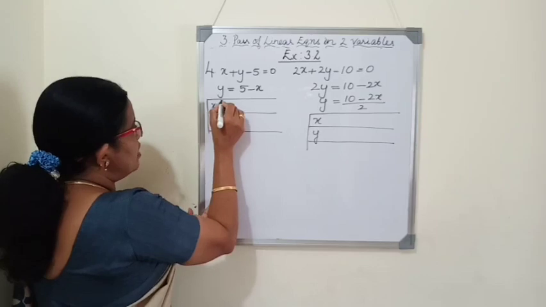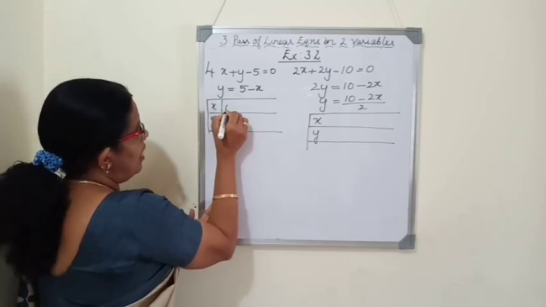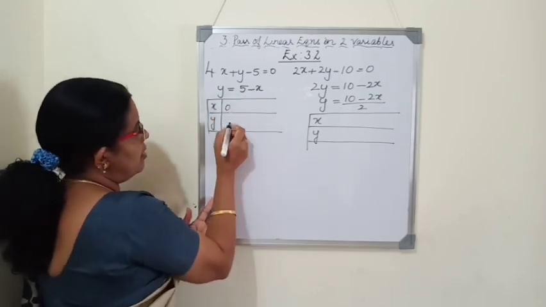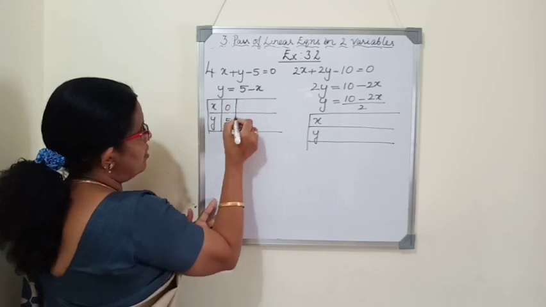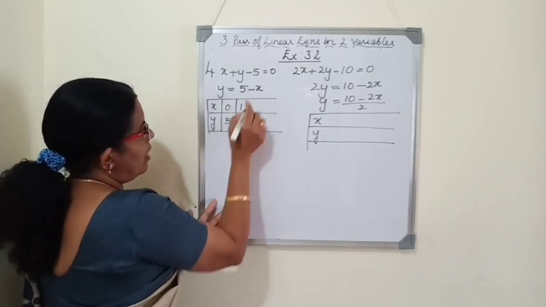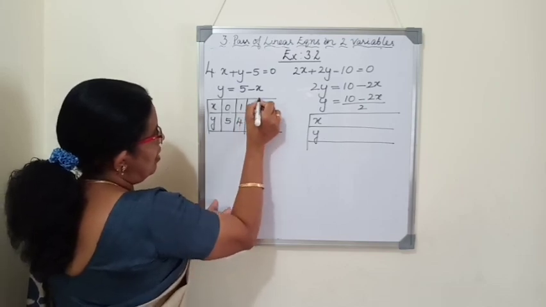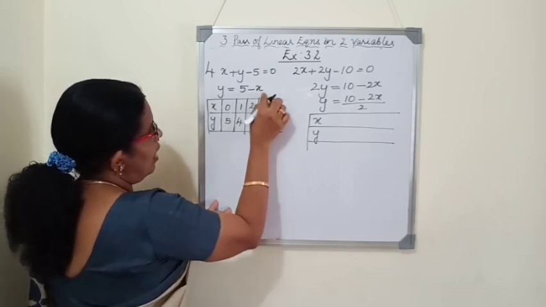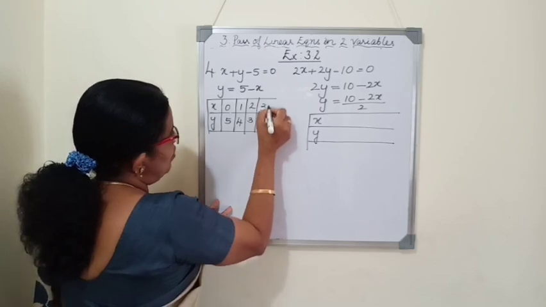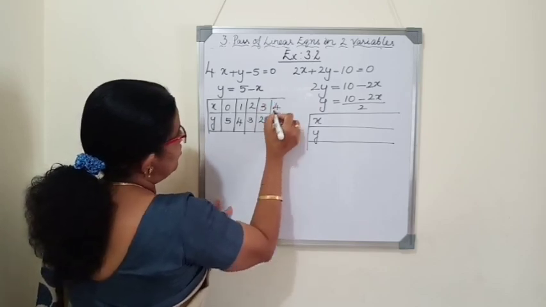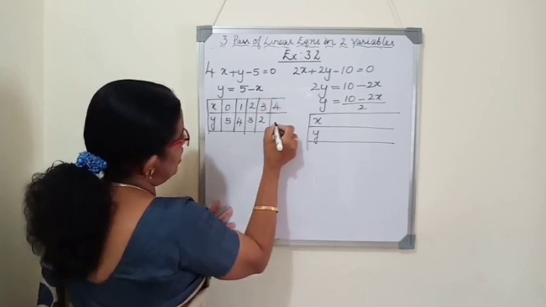So here we'll start with 0. When x is 0, 5 minus 0, 5. x is 1, 5 minus 1, 4. x is 2, it is 3. x is 3, 5 minus 3, it is 2. x is 4, 5 minus 4, it is 1.